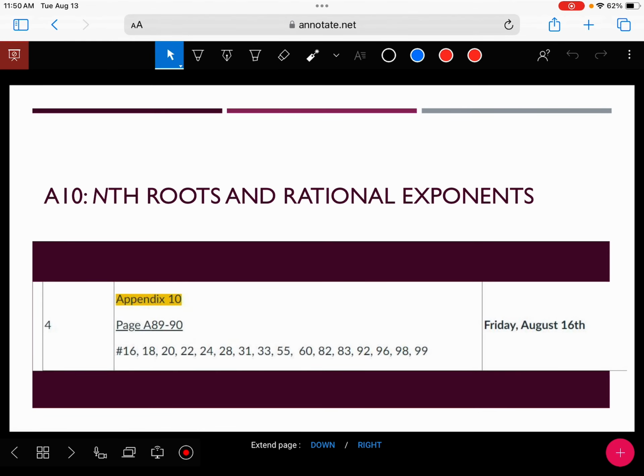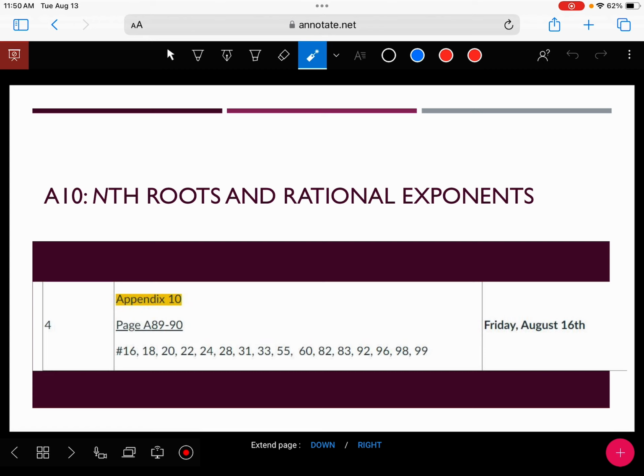This is the title for Appendix 10. So we're going to start simplifying roots and rationals. We're going to spend 2 days on this appendix. The homework is, again, our last one in the appendix.